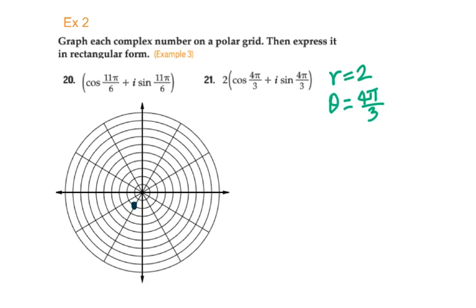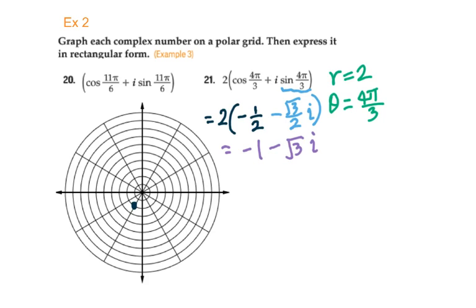And for the rectangular form, we work this out. We've got 2 times cosine 4 pi over 3, which is -1 over 2. For sine 4 pi over 3, it's negative square root of 3 over 2. So we put i, then we do the distributive property. We got -1 minus square root of 3 i. This is the rectangular form.